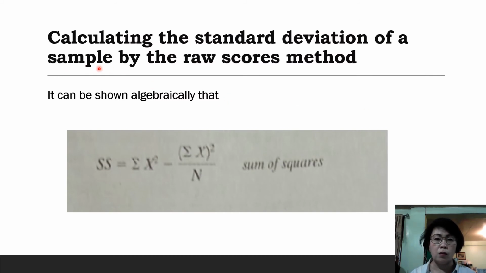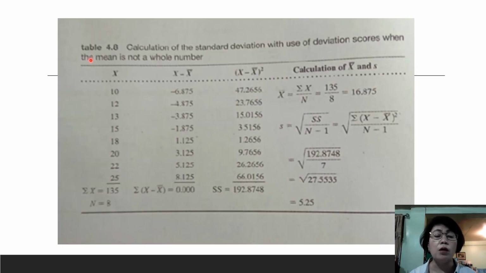Calculating the standard deviation of a sample by the raw score method. It is algebraically shown. Here is the formula: the sum of squares is equivalent to the summation of the score squared, minus the quantity, the summation of the score, squared, over n. So these are the sum of squares. Here is Table 4.8. It shows us the calculation. Here on the right side is the calculation of the mean and the standard deviation for samples.